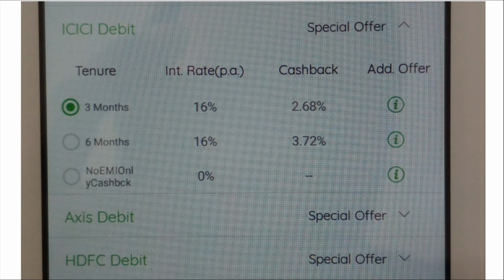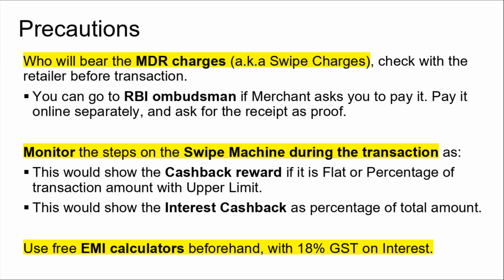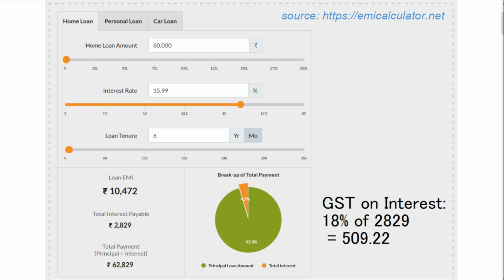As you can see here, for ICICI debit card, it is 2.68% for 3 months tenure, and 3.72% for 6 months tenure. But how to know this before the transaction? Enter free EMI calculator. Play with them before making the swipe. Look at this example where I checked the monthly installment for 60,000 rupees EMI.